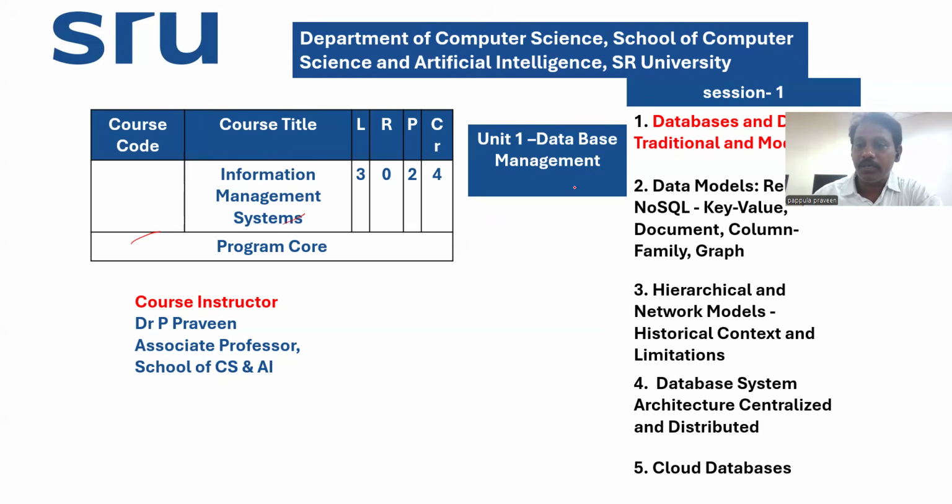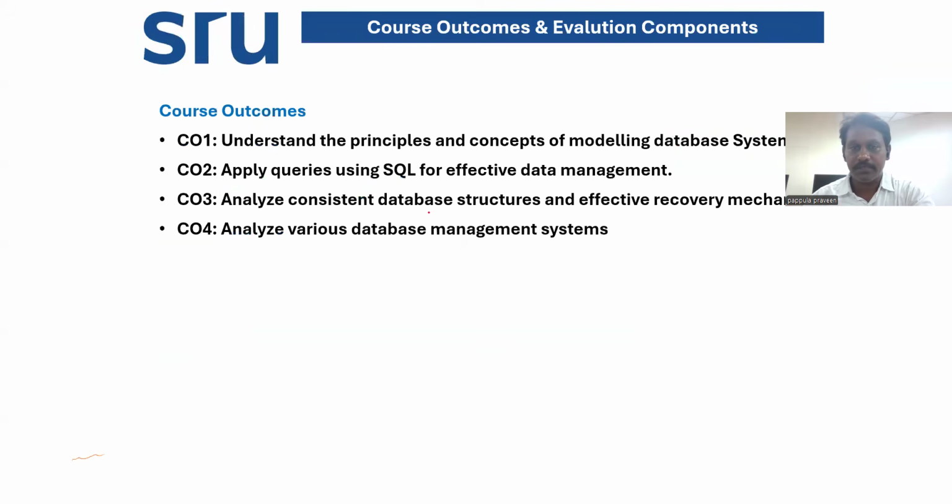Earlier we discussed only the relational model and NoSQL. Next, the third concept is hierarchical and network models, historical context and limitations. The fourth concept is database system architecture, centralized and distributed databases. And the last one is cloud databases. So we want to start with what is a database, introduction to database, and introduction to information management system, and what are the advantages and disadvantages, we will discuss.